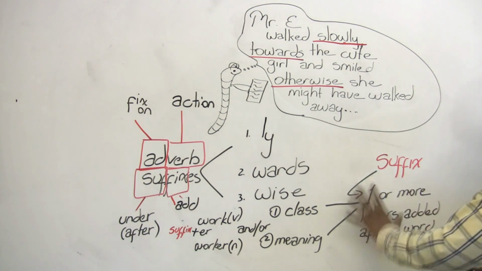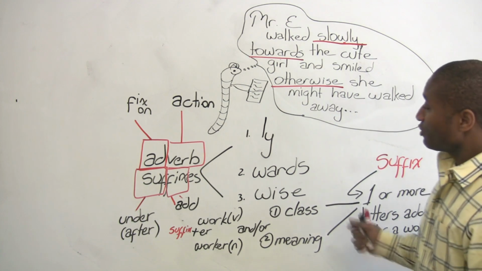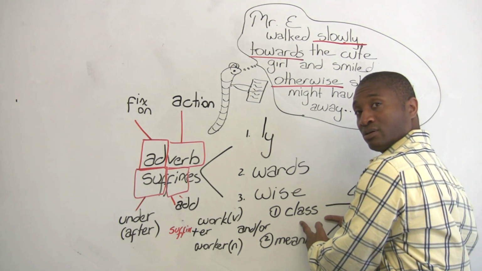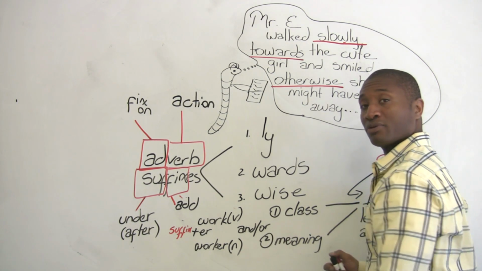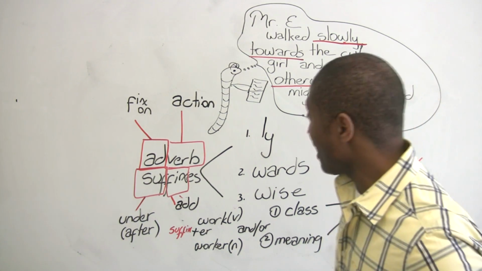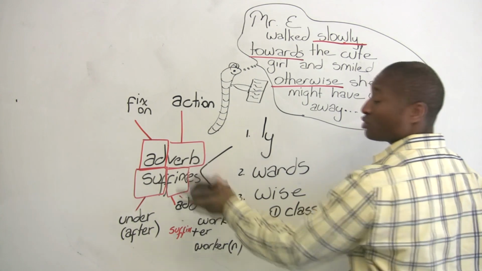Now, whenever we add any suffixes, this is what happens. Okay? You add it, it could change the class of the word and keep the meaning. Usually it doesn't. Or it can change the meaning, or do both. Cool? All right. Now, adverb, so obviously we add this to a verb.